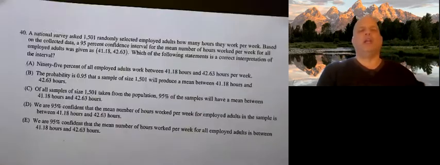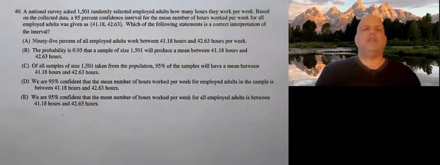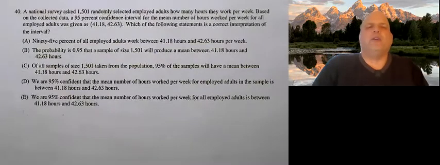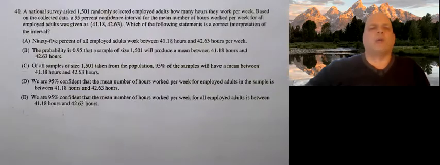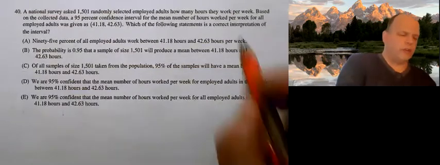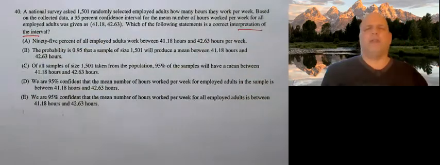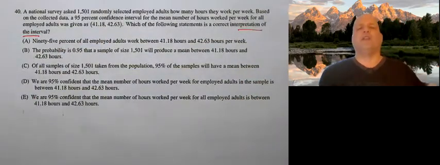Next thing, number 40. A national survey asked 1,501 randomly selected employed adults how many hours they work per week. Based on the collected data, a 95% confidence interval for the mean number of hours worked per week for all employees was given. Which of the following statements is a correct interpretation of the interval? They're not asking for the confidence level, they're asking for the interpretation of the confidence interval.